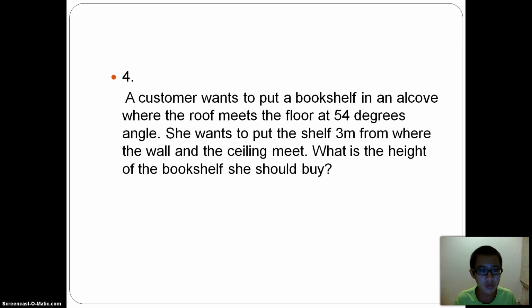Let's move on. Question 4. Oh man, I'm tired. A customer wants to put a bookshelf in an alcove. An alcove is something like a cave. I can't tell you, I never lived in an alcove. So where the roof meets the wall at a 54 degree angle, she wants to put the shelf 3 meters from where the wall and ceiling meet. What is the height of the books she should buy?